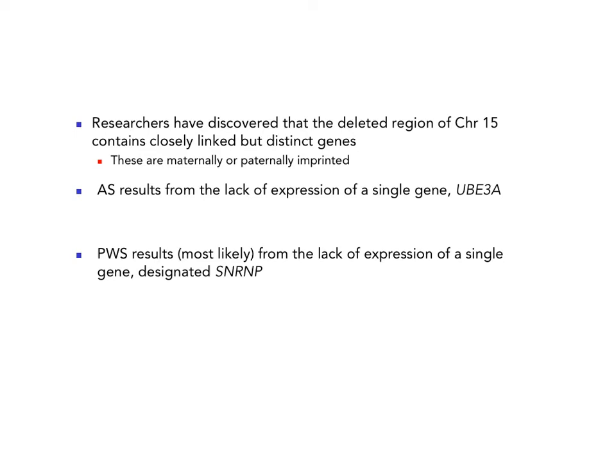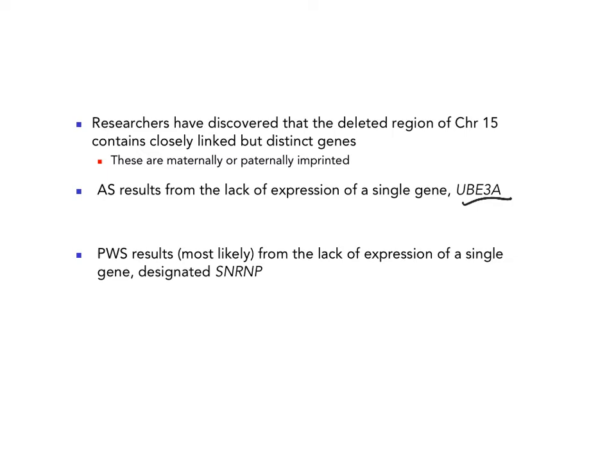So the pattern for AS is because of the lack of expression of a single gene, and that gene is UBE3A. So UBE3A encodes a protein that regulates protein degradation. So it's a marker. It basically tags proteins, and it goes through this ubiquitin labeling process, where then you can just chew up these proteins and reuse some of the components.